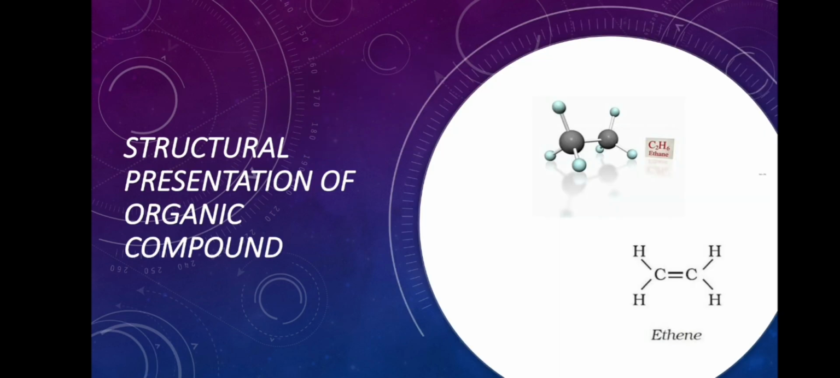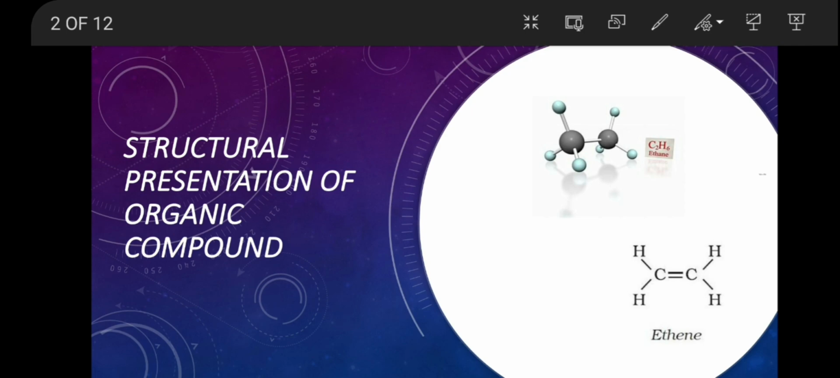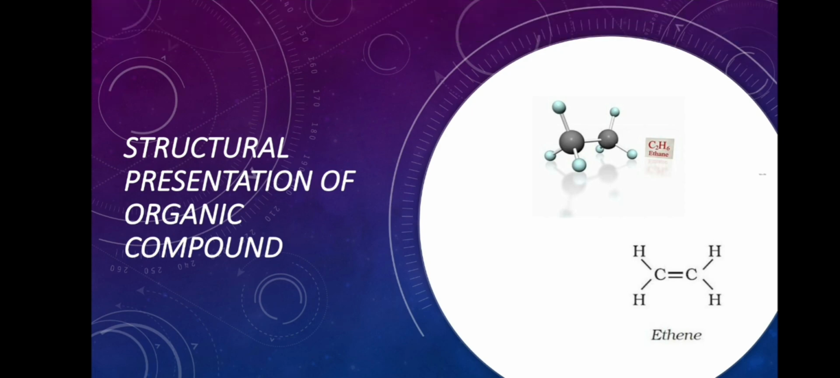I am Ayush Upadhyay and I am going to explain the topic of structural representation and acyclic or open chain compounds. In slide 1, we will see the structural representation of organic compounds. We will take an example of ethane, C2H6. In this, CH3 is connected with CH3. Each carbon makes a bond with 3 hydrogen and 1 carbon.